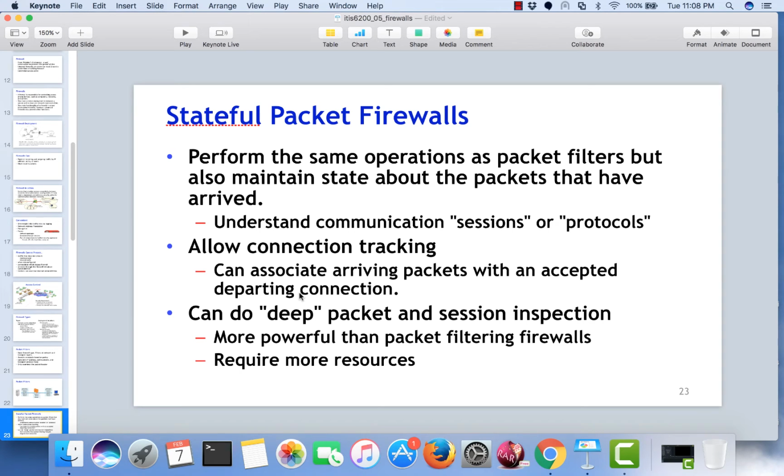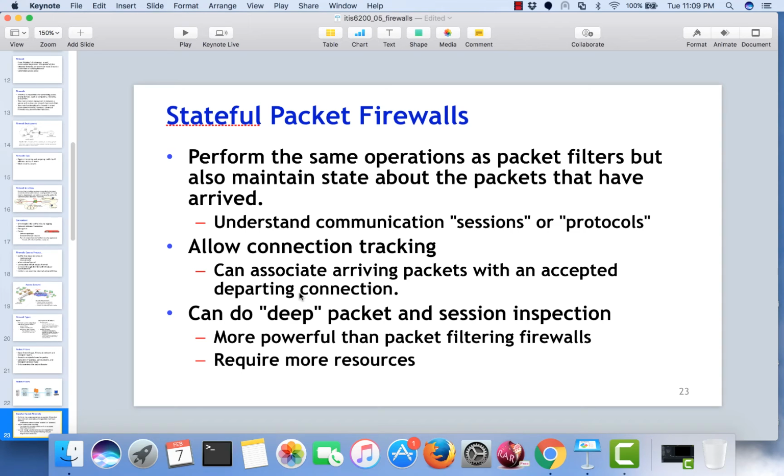All right, so the next type is stateful packet firewalls. They perform the same function as the previous one, but they do have some additional features. They tend to understand the communication, the sessions, or the protocols. They allow connection tracking. They can associate arriving packets with an accepted departing connection. So, for instance, you have someone on the internal network sending information out to a specific website. Well, that website responds, and there is a logging of communication there. So that firewall knows that communication left the internal network, and so it's expecting that communication back from the outside.